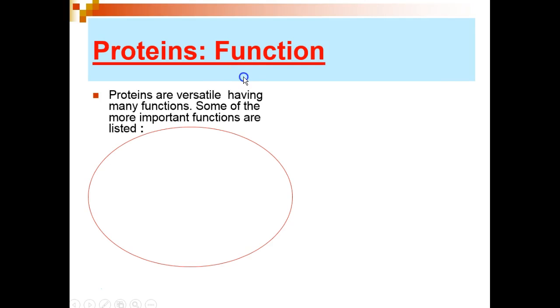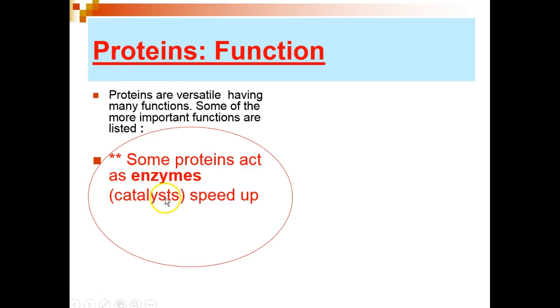Functions of proteins are varied. Some of the most important functions found in some proteins is that of being enzymes. Enzymes are biological catalysts found in cells that speed up chemical reactions.